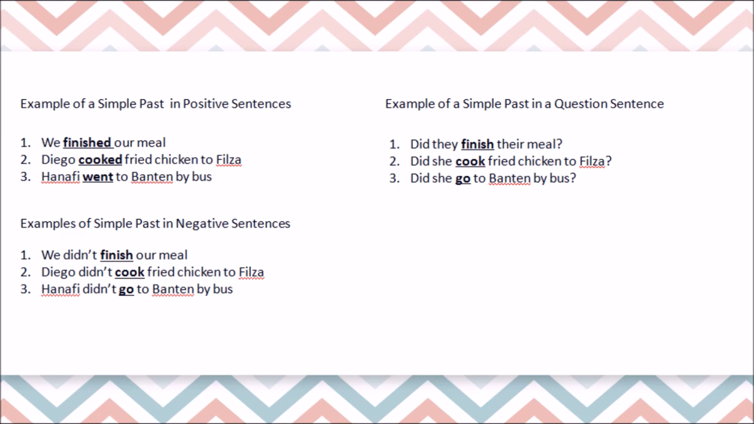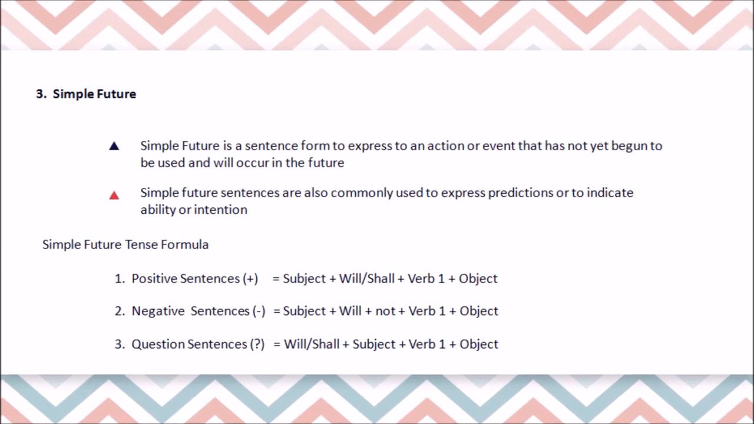Example of a simple past in a question sentence. Did they finish their meal? Did she cook fried chicken to Lisa? Did she go to Banten by bus? Simple future. Simple future is a sentence form to express an action or event that has not yet begun and will occur in the future. Simple future tense is also commonly used to express prediction or indicate ability or intention.